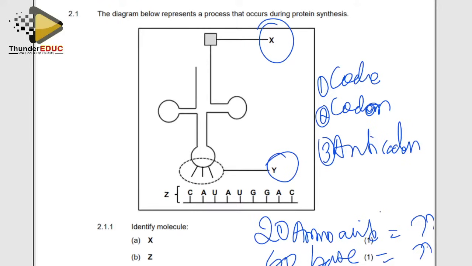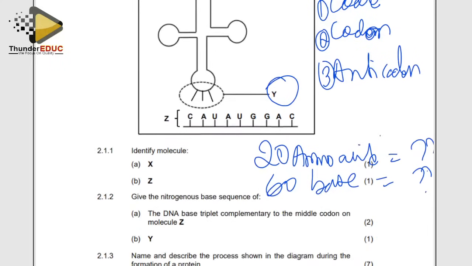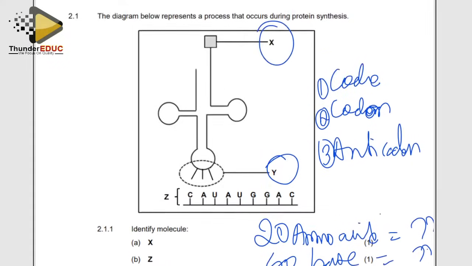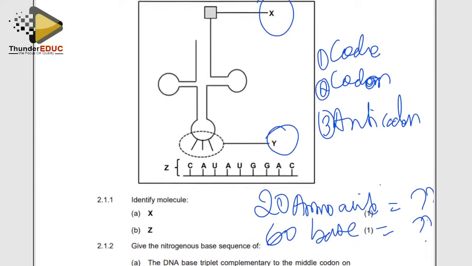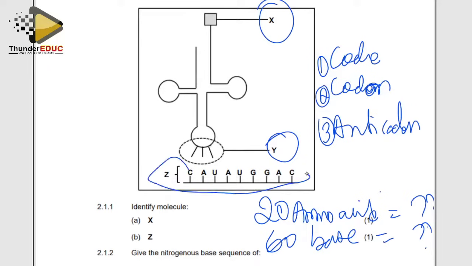Okay, we are starting. What is X, guys? I'm not seeing your answers. What is X and what is Y? So Z is messenger RNA. Then give the nitrogenous base sequence of the DNA triplet complementary to the middle codon.